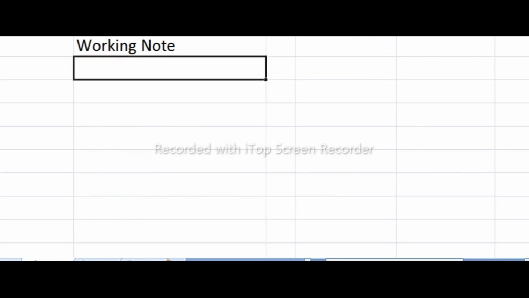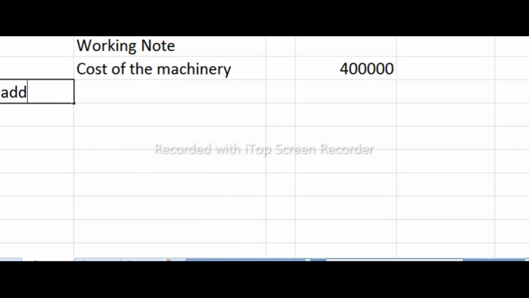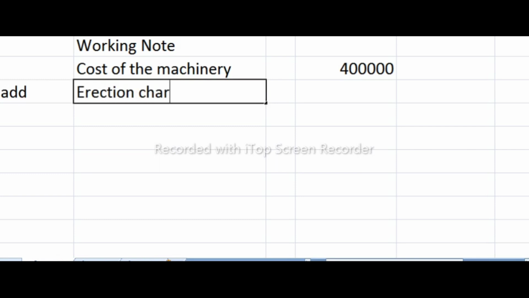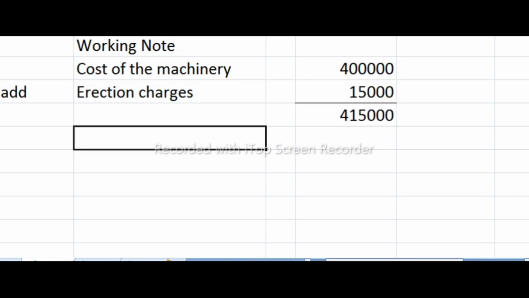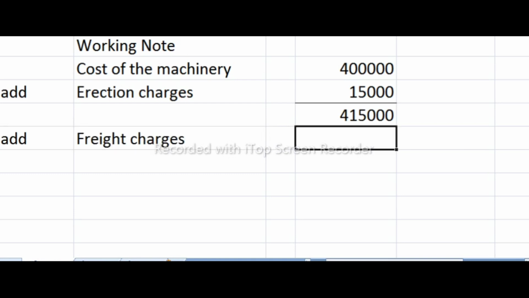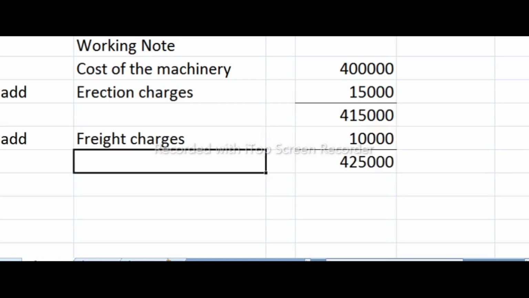So first we are going to write about the cost of the machinery, which is 4 lakhs. And we are going to add the charges. So we have two charges over here. One is the erection and one is the freight charges. So erection charges amounts to 15,000. So if you add 4 lakh and 15,000, you'll get 4 lakh 15,000. And freight charges is 10,000. So 4 lakh 15,000 plus 10,000 of freight charges, you'll get 4 lakh 25,000. So this 4,25,000 is the original cost of the machinery.